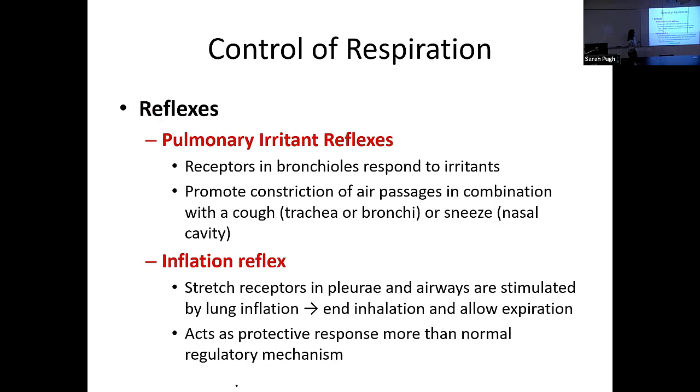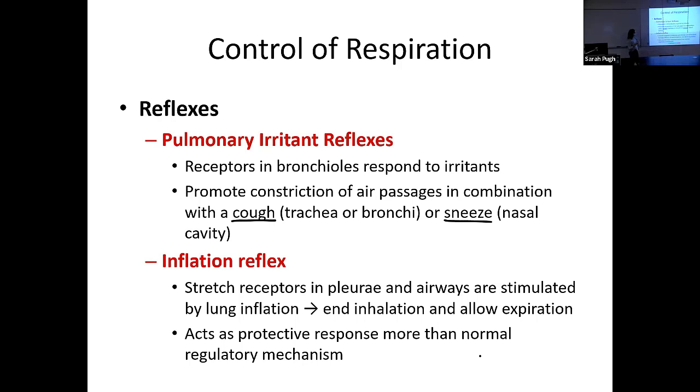Now, the last thing that will control respiration are some reflexes. Okay, there are pulmonary irritant reflexes. You do have some receptors in your bronchioles that will respond to irritants. So if you've breathed something in that's aggravating, you've got to get it out. And the reflex for that is a cough or a sneeze. A cough is going to help you get out something that moved a little lower in the respiratory tract. A sneeze is going to help you get out something that's still up in the nasal cavity.